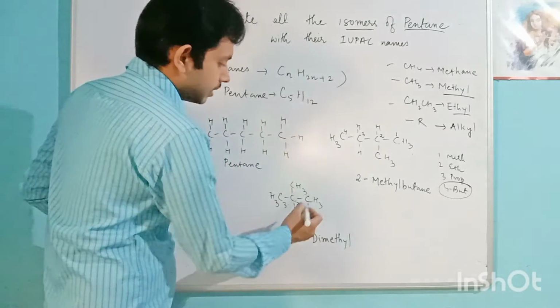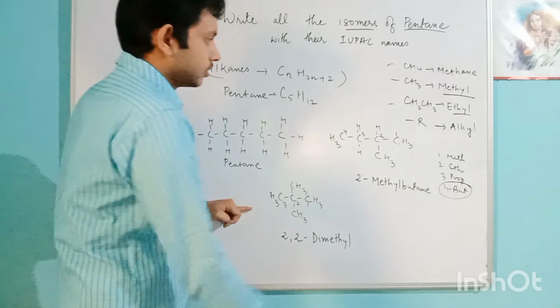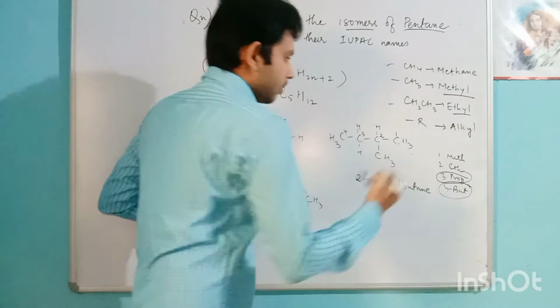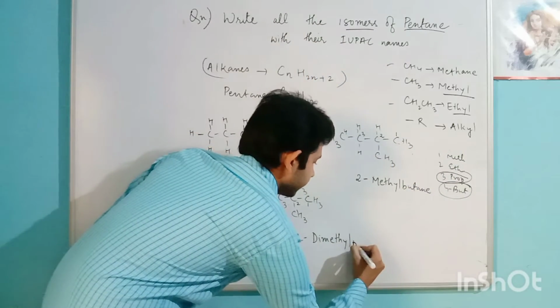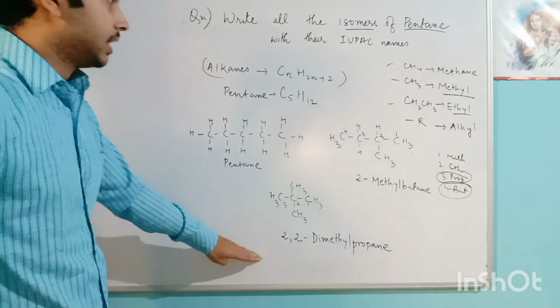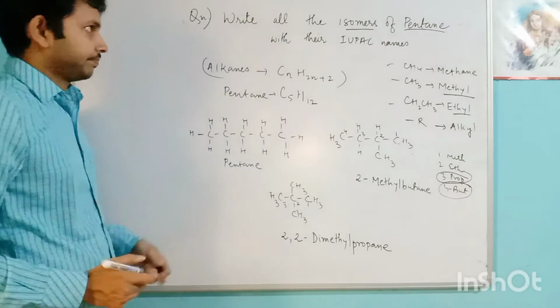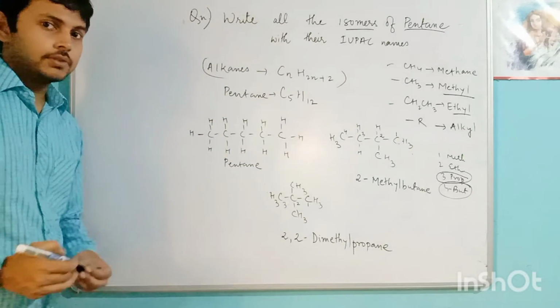2,2-dimethyl. 1, 2, 3. There are 3 carbons in the chain. So for 3 we use prop. Prop is propane. So these are the IUPAC names of the 3 isomers of pentane. You can write this down.